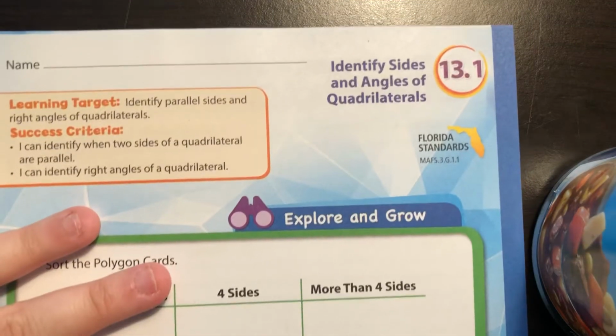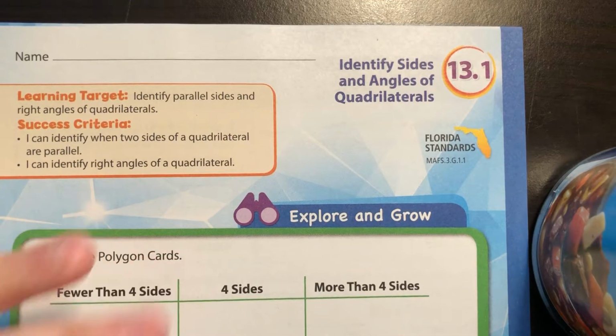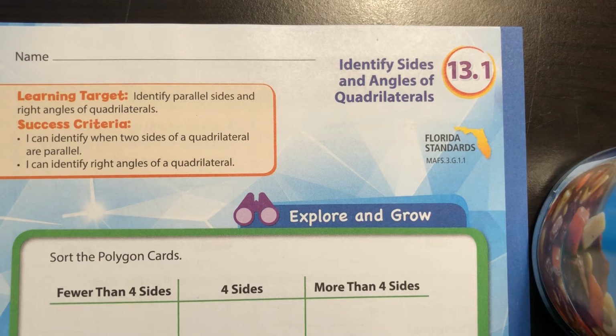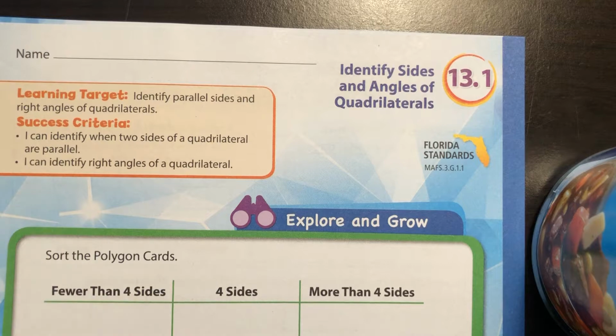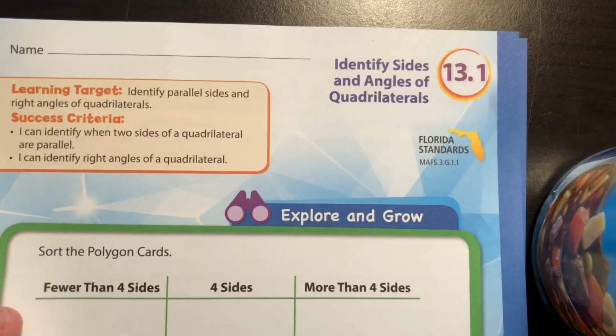Today we are starting, for third grade, a new chapter, chapter 13, on identifying sides and angles of quadrilaterals. So this whole thing will be about geometry here in chapter 13. So shapes, angles, lines, we'll be talking about those kinds of things. Today we're going to be talking about what angles and vertices are. We're going to talk about polygons. So all of that is going to happen today.